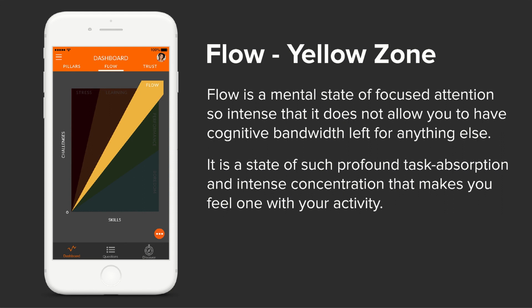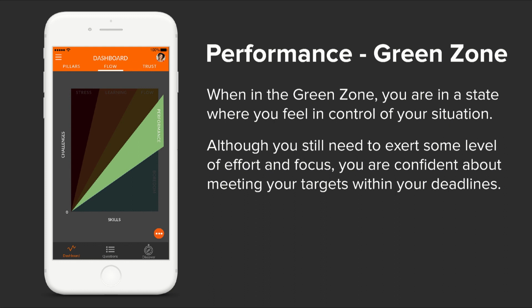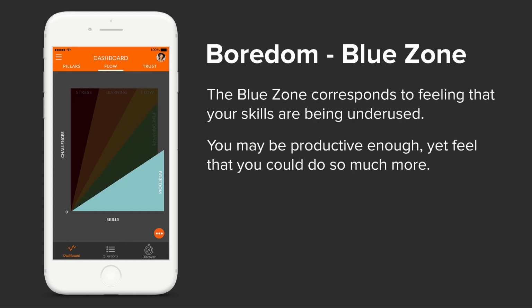Next to that is the green zone, and this is the performance or control zone. This is when what you're doing is engaging, however, it doesn't stretch you. It's not stretching your skills. And the last one is the blue zone, and this is boredom. This is when you're not fully engaged, your skills are being underutilized. You can finish your entire day's work in a couple of hours, and you're looking for the next challenge.